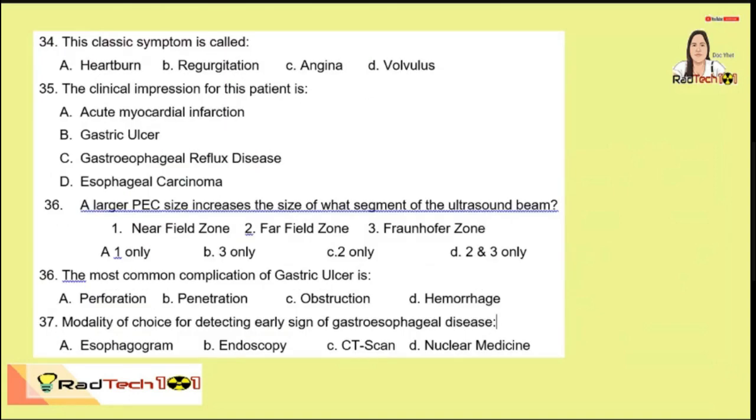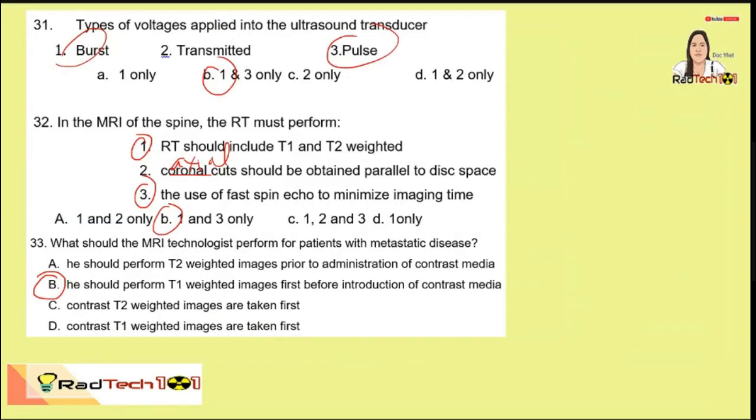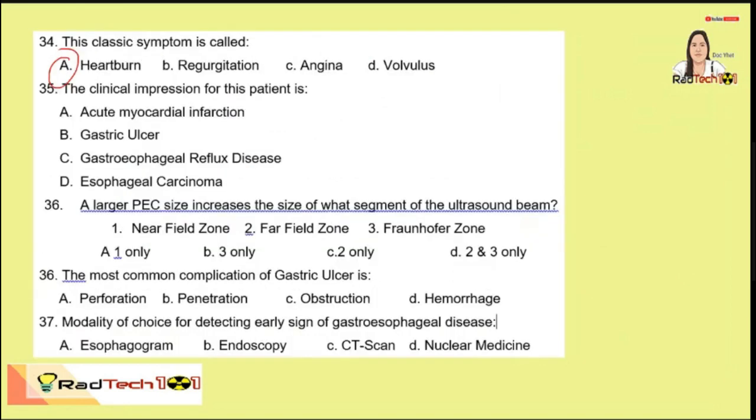So usually kasi T1 for anatomy and T2 for pathology. 34, this classic symptom is called heartburn. So, based yan sa ating situational kanina. 35, the clinical impression for this patient, so situational pa rin yan based on kanina sa binigay natin. So, the clinical impression is gastroesophageal reflux disease. So, di ba usually you will hear heartburn, so that is reflux or GERD.